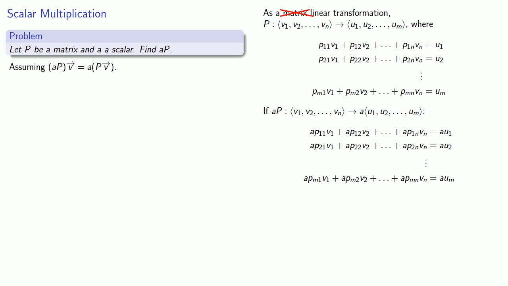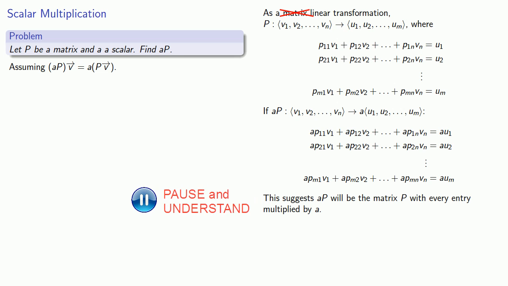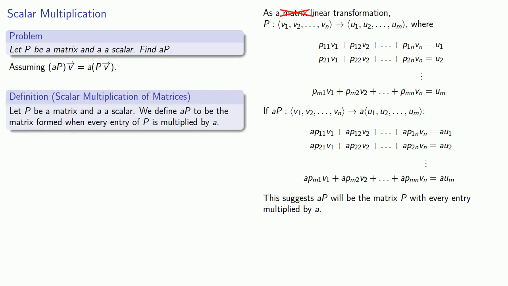And once we have the formulas, we can recover the transition matrix. So this suggests that the matrix AP is going to be the matrix P with every entry of that matrix multiplied by A. And so this gives us our definition for what the scalar multiple A times the matrix P is going to do. The matrix AP is going to be the matrix P with every entry multiplied by the scalar A.